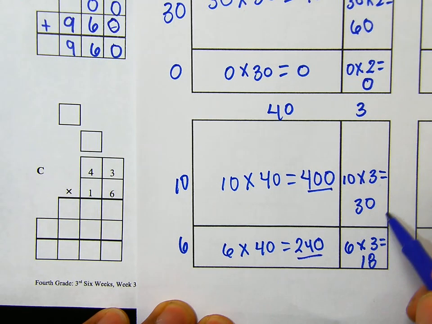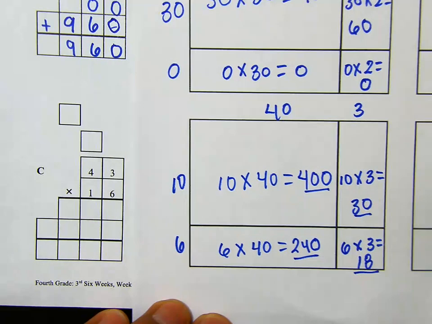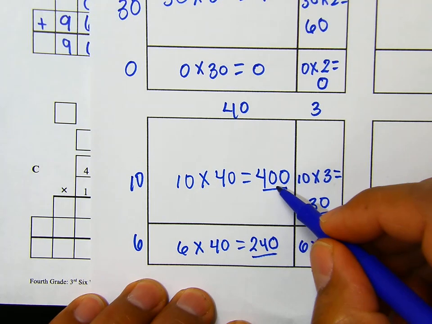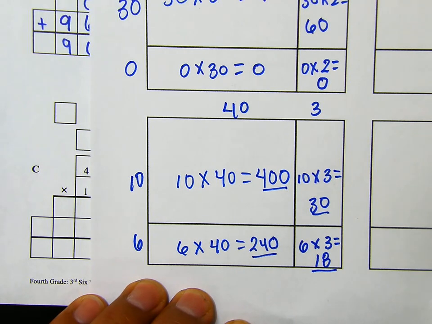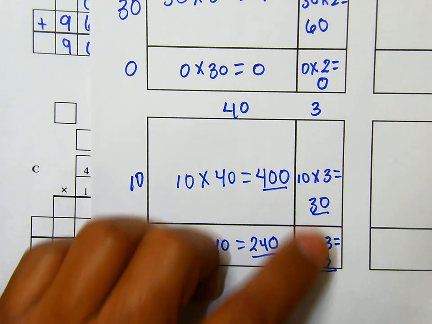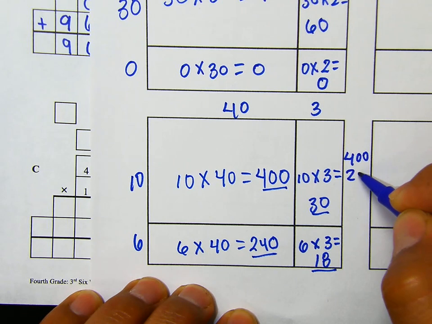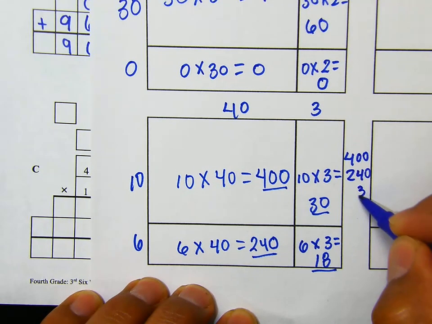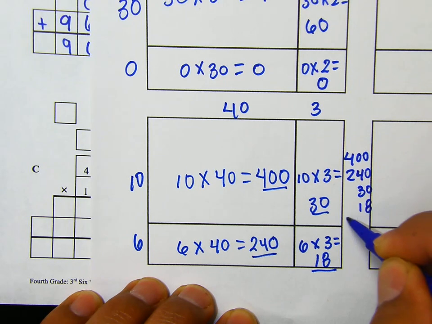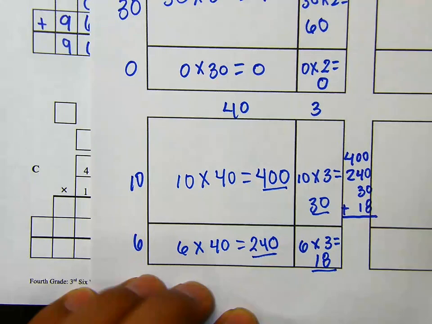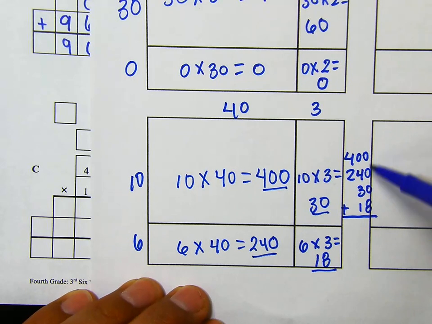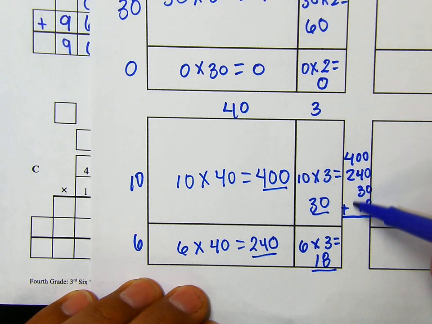400 plus 240 plus 30 plus 18. So I'm going to go 400 plus 240, that's 640, plus 30 plus 18. When you're adding, make sure you line up your place values. These are the ones place, these are in the tens place, and these are all in the hundreds place. These two numbers don't have anything in the hundreds place, so I'm not going to put these numbers over here.